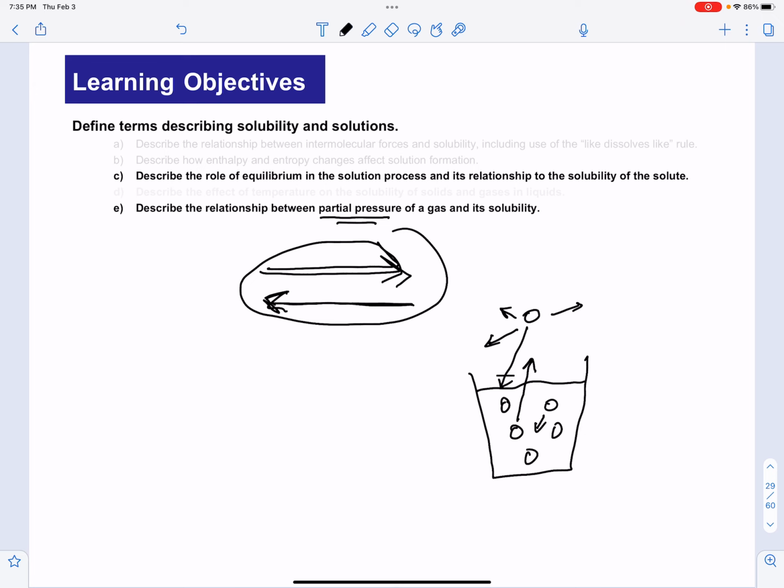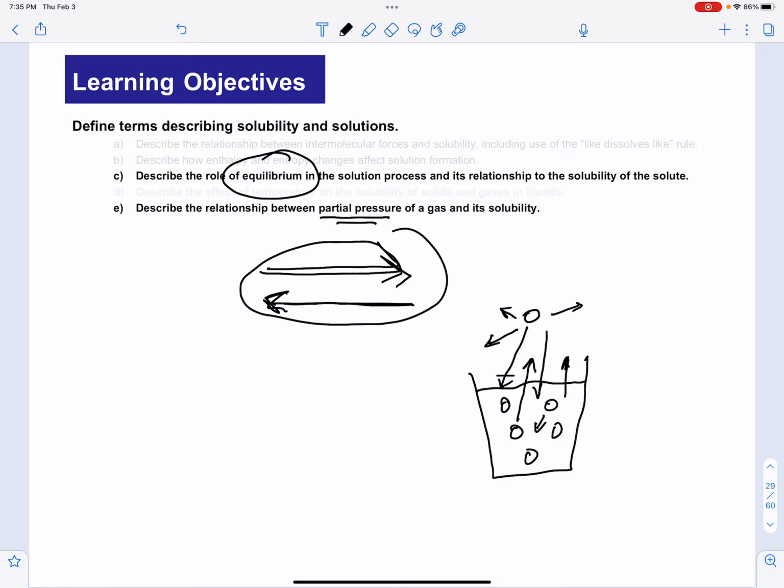So as a molecule comes in, one can go out. That process is going to continue back and forth until an equilibrium is established. When an equilibrium is established, then we can be talking about vapor pressure. So that's what we have to understand, the equilibrium process in terms of establishing a non-changing vapor pressure, as long as the temperature remains the same.